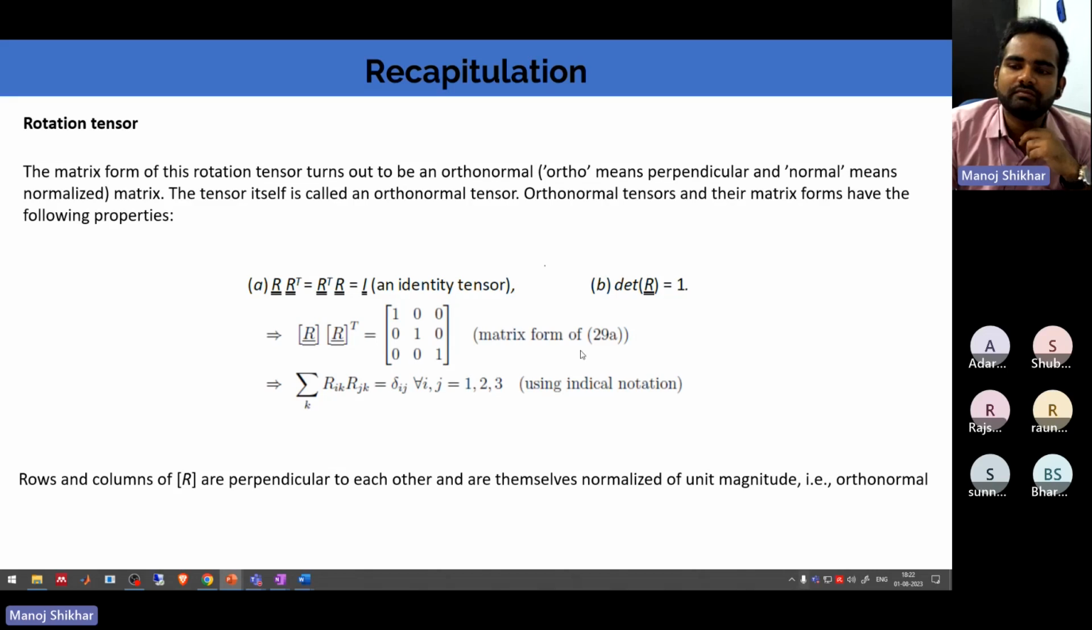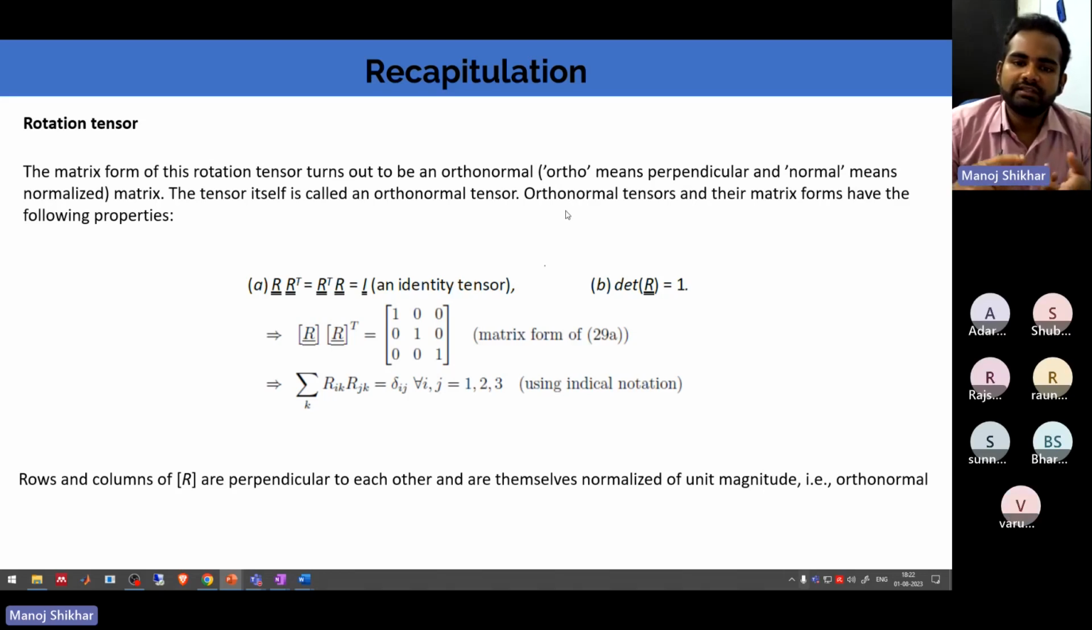If you multiply this with some other coordinate system, you will get the same coordinate system. But anyway, orthonormal tensors have each of their columns and rows of unit magnitude. Each of their rows and columns will be perpendicular to each other, and this property will be followed. Now, determinant of R equal to 1 is for a rotation tensor. If it was a reflection, then the determinant of R will be -1. So for rotation, remember the determinant will be 1.